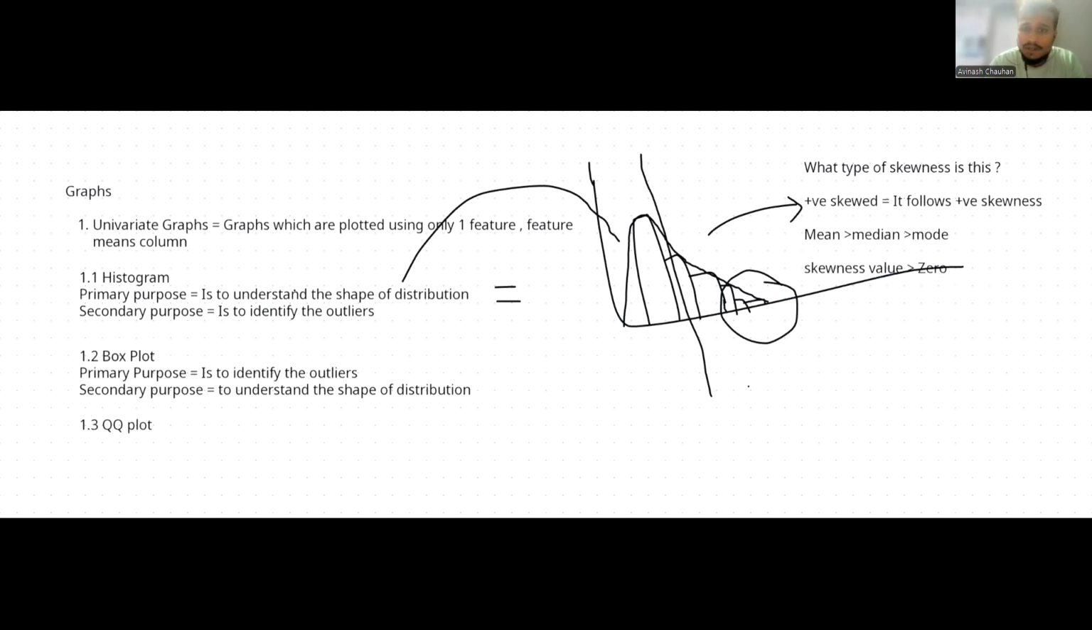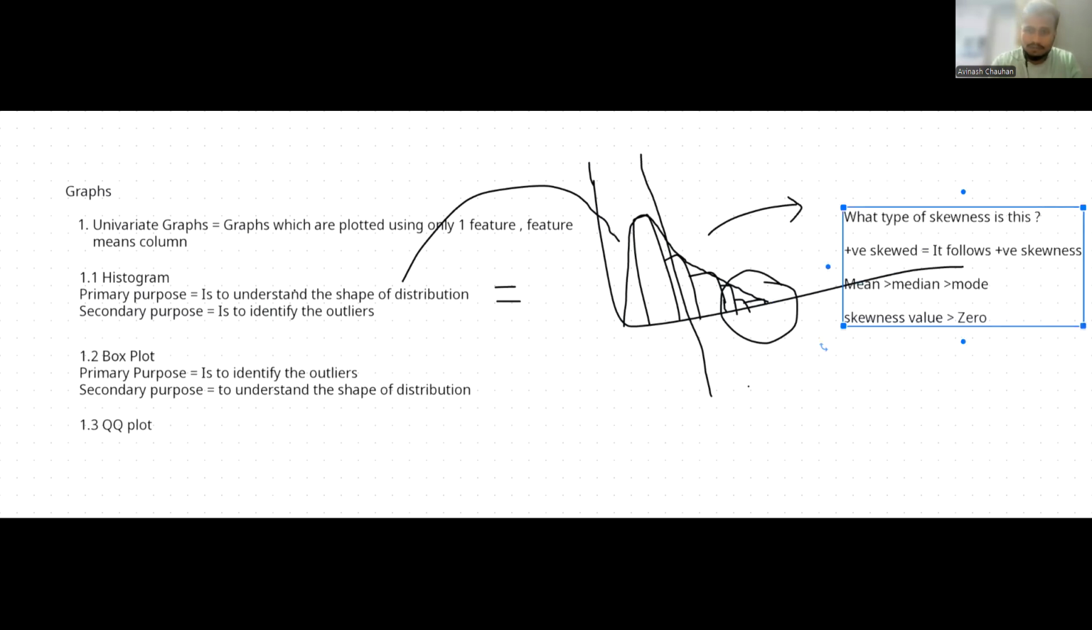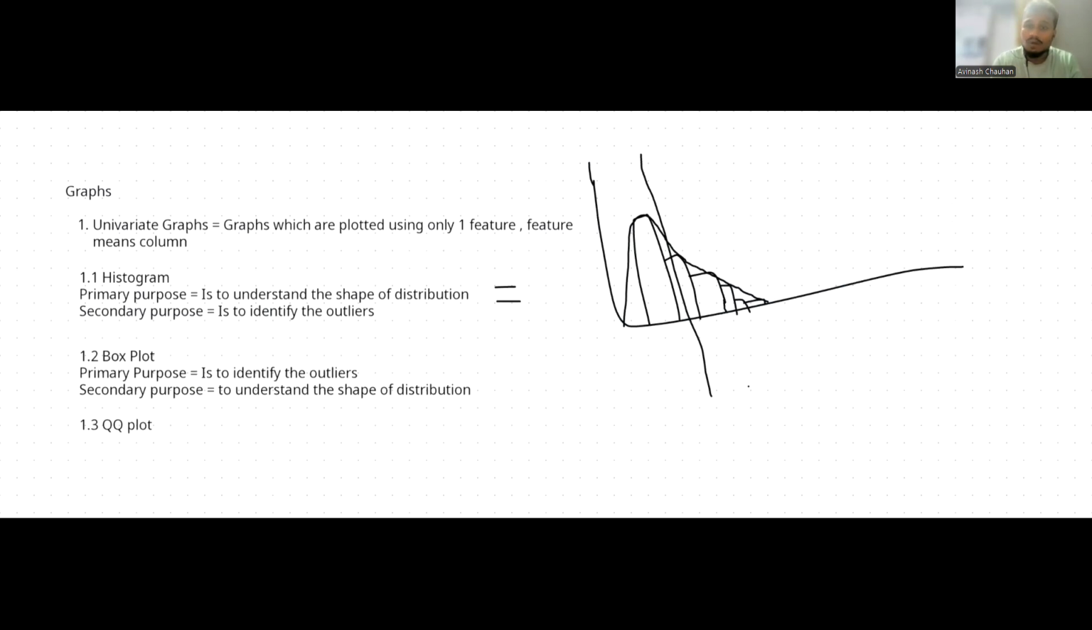So you have understood the shape of distribution. In shape of the distribution, you are able to tell whether it's positive skewed or negative skewed. And when you determine it's positive skewness, you can predict the mean is obviously the greatest among median and mode, the value of skewness will be greater than zero, and my outliers are on the right side of the data set. So these are all the things pertaining to histogram.